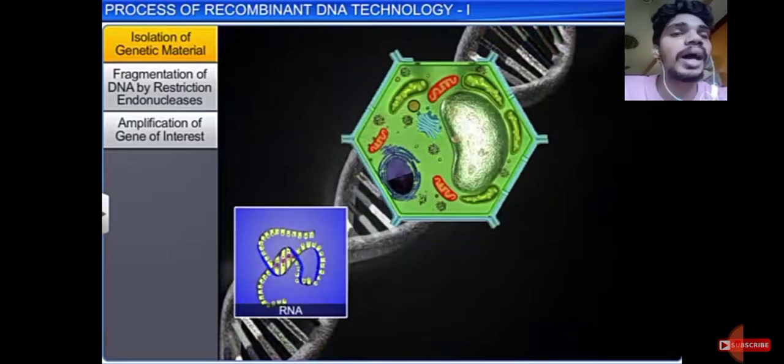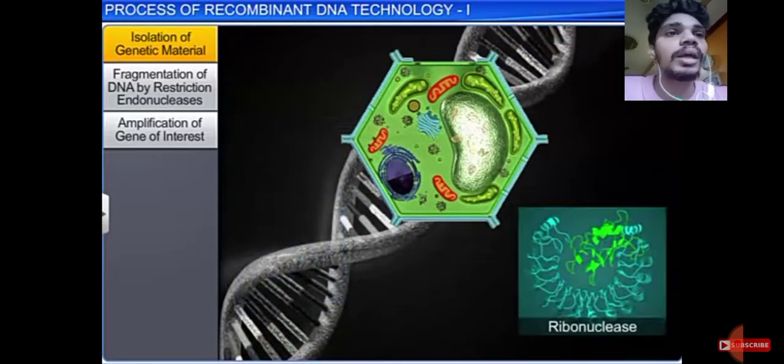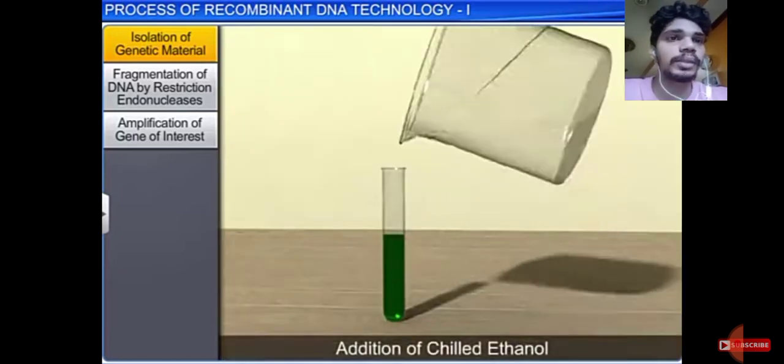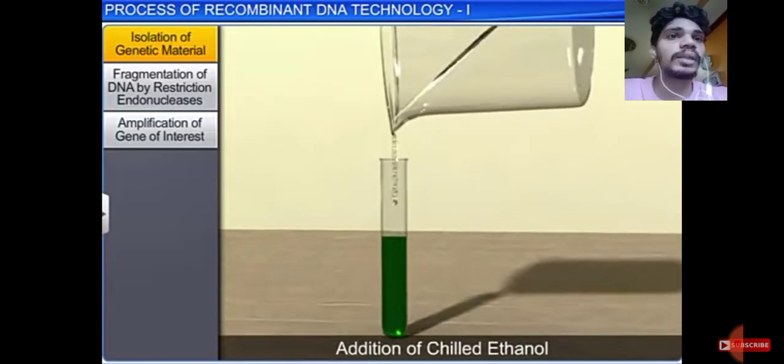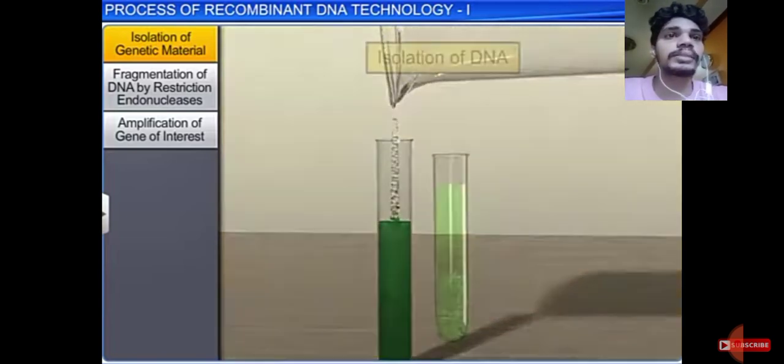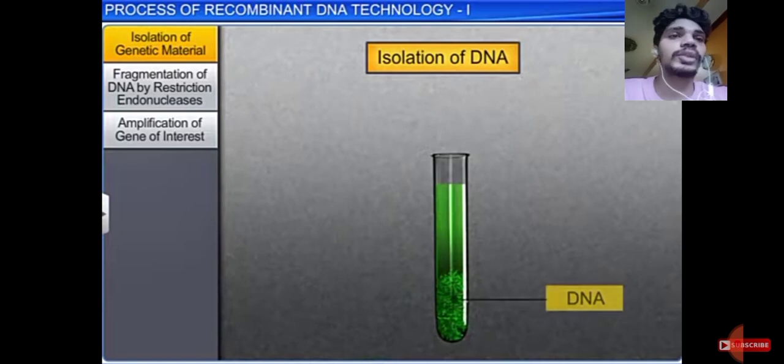Now RNA is there, then ribonuclease comes into the picture. The enzyme known as ribonuclease comes into the picture, and after the ribonuclease, suppose chilled ethanol is added into that green colored solution, that is nothing but isolation of DNA. So from the plant cell we have isolated DNA right now.